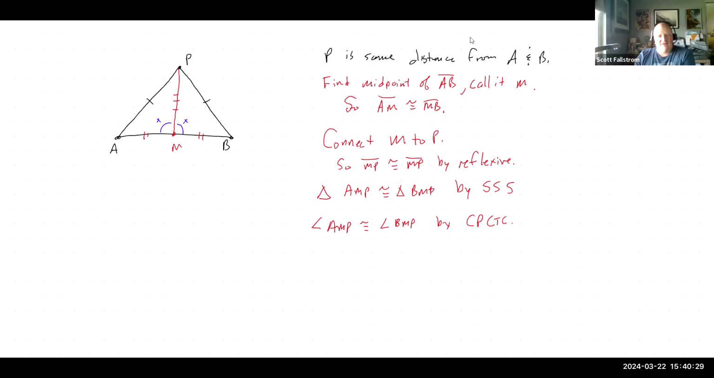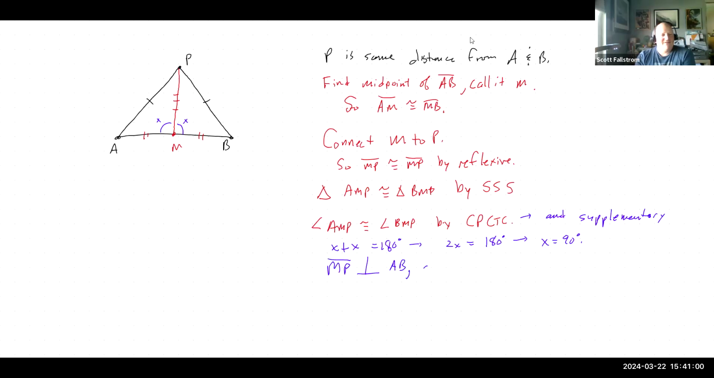And they are supplementary. So X plus X has to equal 180 degrees, which means that 2X has to equal 180 degrees, which means X has to be 90 degrees. What does that tell us? If it's 90 degrees, it means that MP has to be perpendicular to AB.